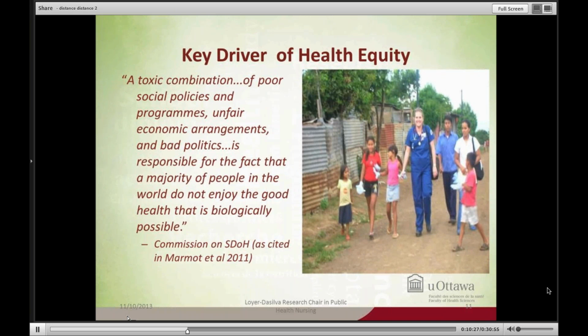The key driver of inequity, as Michael Marmot, one of the leaders in this dialogue globally, says, is a toxic combination of poor social policies and programs, unfair economic arrangements, and bad politics. That's what's responsible for the fact that the majority of people in the world do not enjoy the good health that is biologically possible.